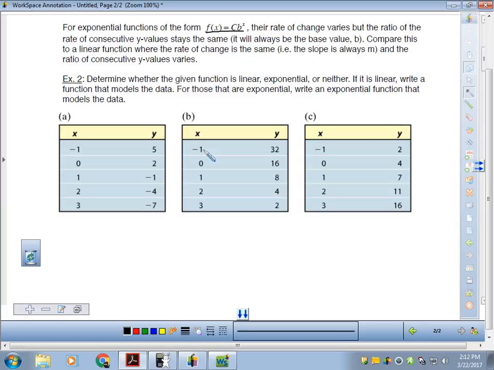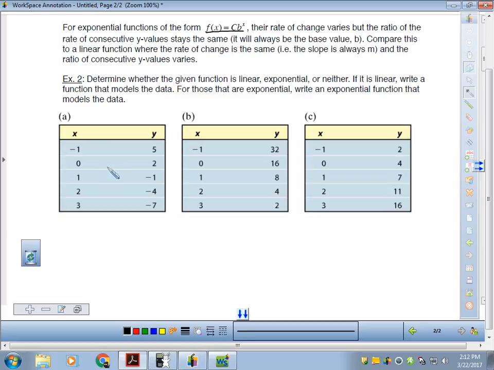So let's take that and go with it. Example 2 asks us to look at some tables and determine whether the given function is linear, exponential, or neither. If it's linear, we're going to write a function to model that. And if it's exponential, we'll write an exponential function to model it.